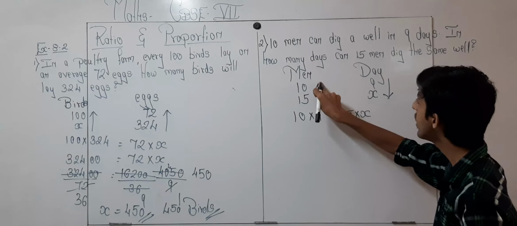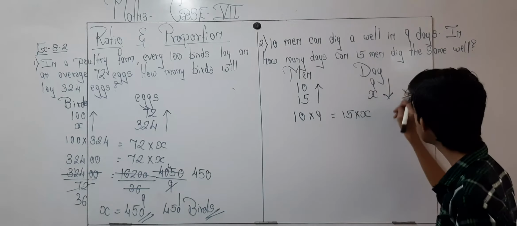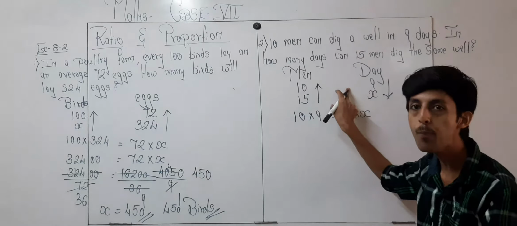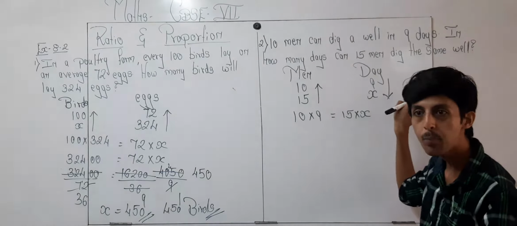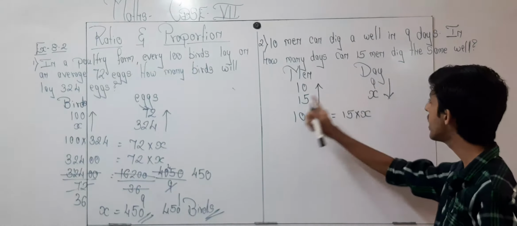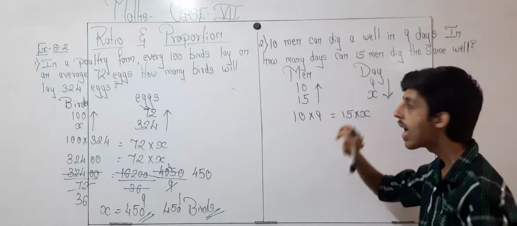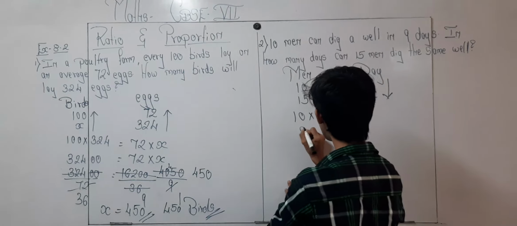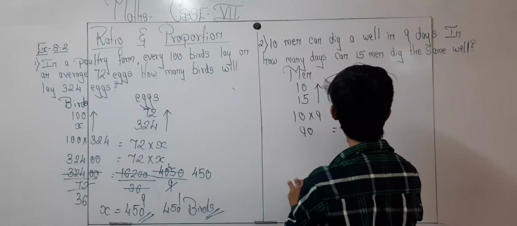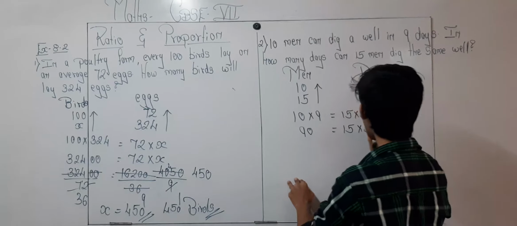So over here, when the number of men is increasing, the days are decreasing. Which concept is that? Inverse concept. So in inverse we have to do straight multiplication. So 10 multiplied by 9 is equal to 15 multiplied by x. Now 10 into 9, 90, is equal to 15 multiplied by x.